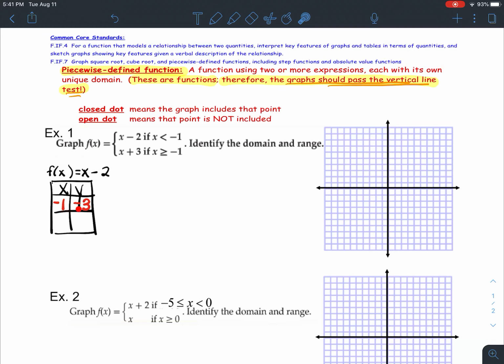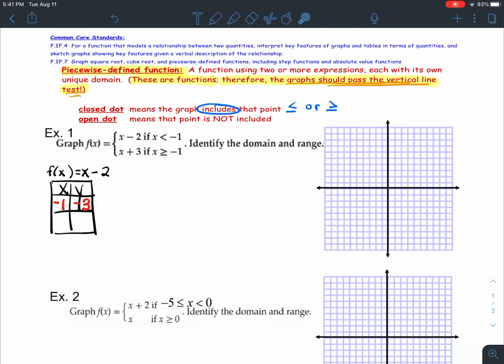That would give you a -3 for the y value. Okay, now here's the catch, and this is the part as to whether, when you plot the point -1, -3, should you plot that point as a closed-in dot, or should you plot it as like an open dot? Okay, that's the question. Okay, here's how you tell.